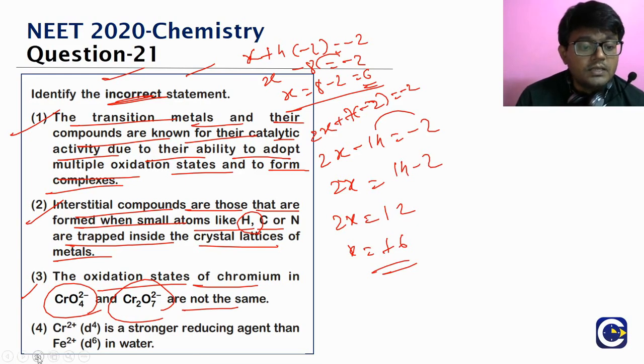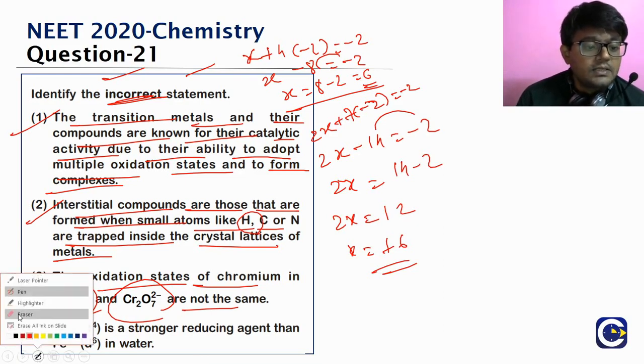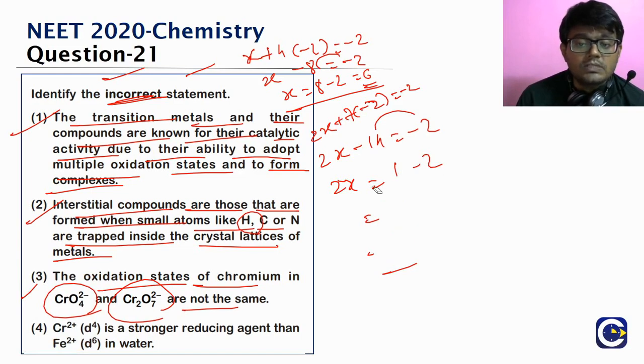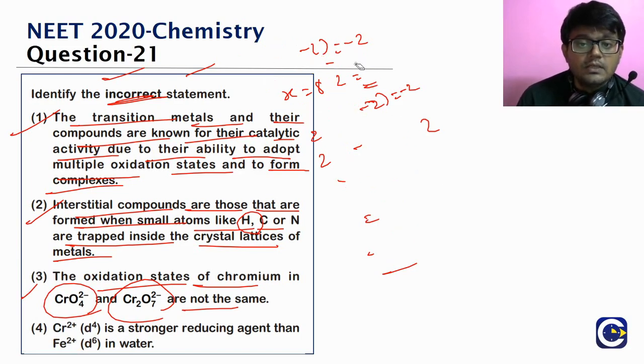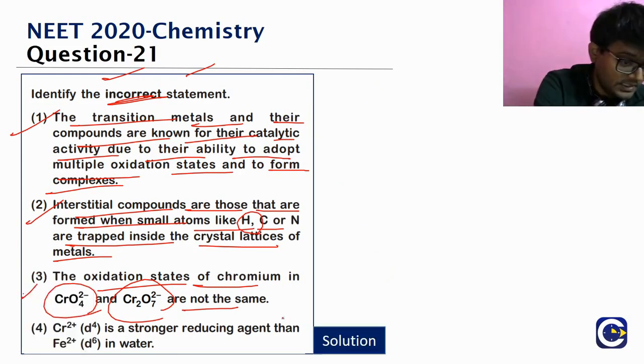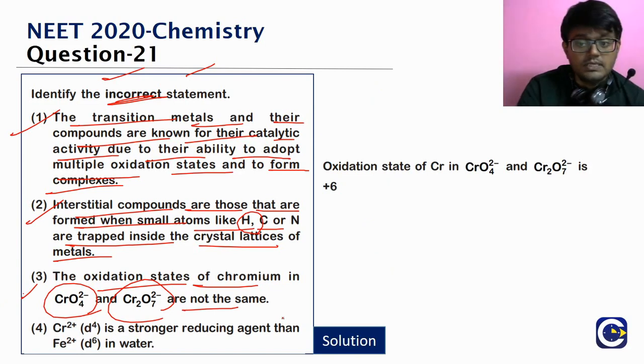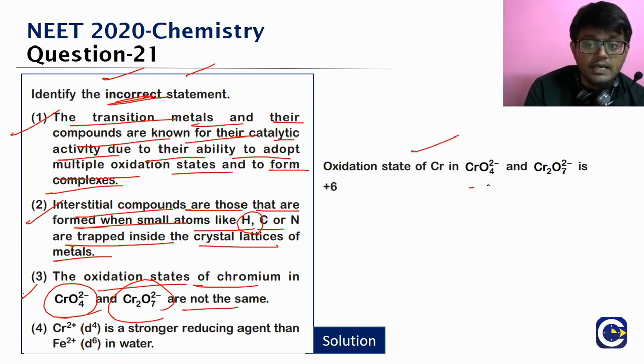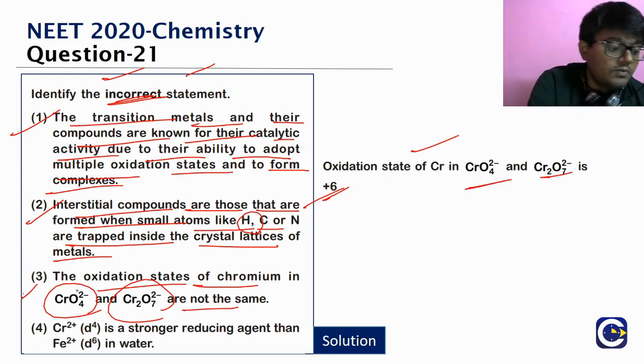So what is the conclusion here? Both in CrO4 2 minus as well as the Cr2O7 2 minus dichromate ion, the oxidation states of chromium are the same, plus 6. But in the statement they are saying the oxidation states are different, which means this is the wrong one. So the oxidation state of chromium in both these ions will be the same. Which means we got our answer, because we are looking for the incorrect statement. So this is the one that is incorrect.